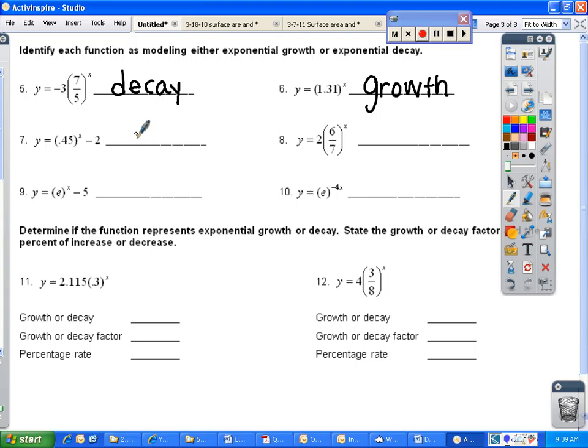0.45 is less than 1. It's between 0 and 1, I guess I should say, so that would be decay. 6/7, again, decay, since it is less than 1 but greater than 0. E to the x minus 5, that is a growth. And e to the negative 4x, that negative 4 in the exponent actually turns this into decay.